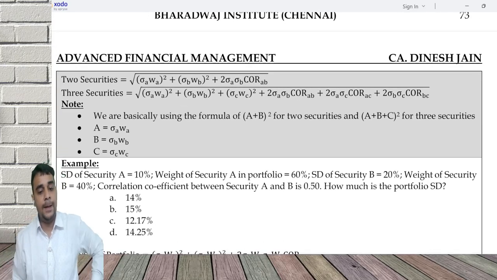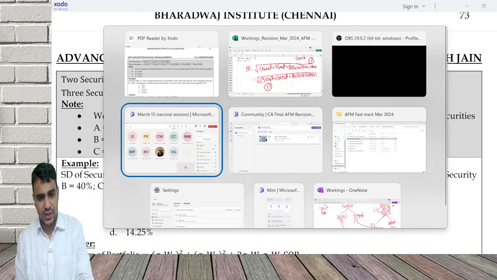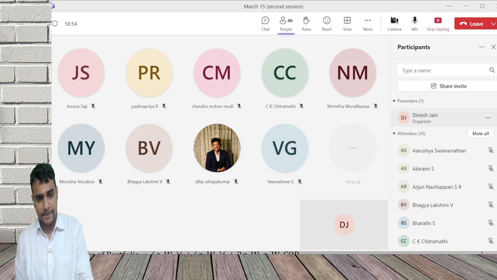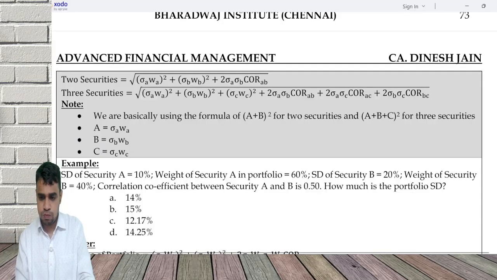SD of security A. So your voice is breaking, sir. Are others facing an issue with the voice? Yes, sir, your voice is breaking. I don't know, friends. Sir, the formula written in this concept book for two securities has plus 2 sigma A, sigma B alone. Should it be sigma A, WA, sigma B, WB?